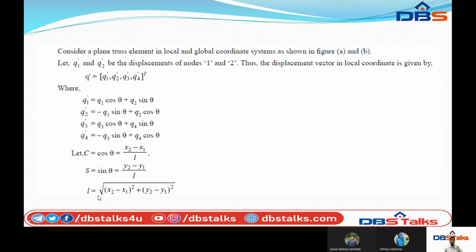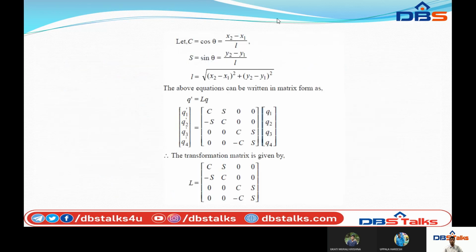Then we know the equation for finding the length: L equals square root of x2 minus x1 whole square plus y2 minus y1 whole square. Based on L, the above equations can be written in matrix form as Q dash equal to L Q, where Q dash is the length matrix times the displacement vector.